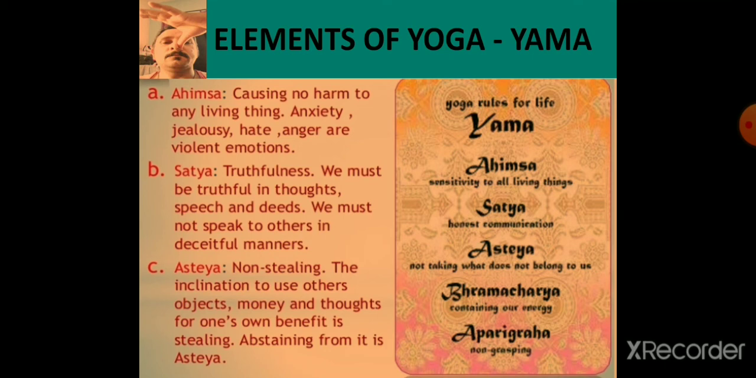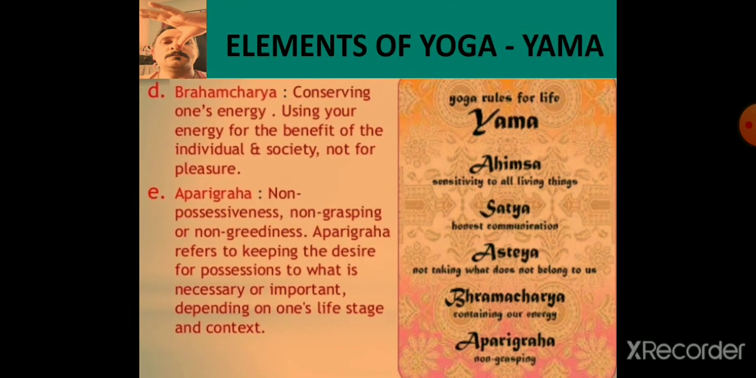Then we will come to the fourth principle, brahmacharya. Conserving one's energy, using your energy for the benefit of individual and society, not for pleasure. So brahmacharya means we are protecting our energy, we are protecting the elements of our body which help us to produce energy, keeping in priority others' benefit and not pleasure.